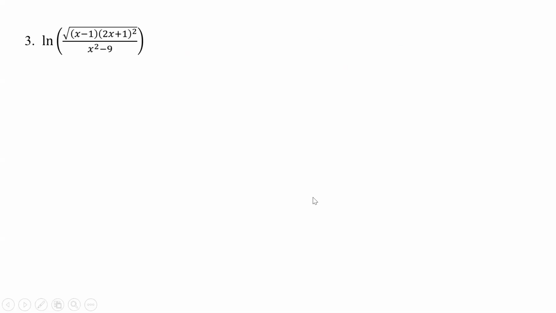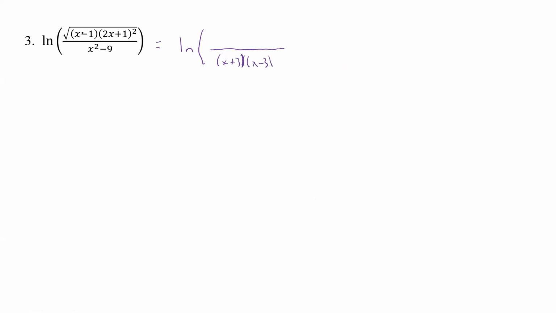All right, and so here's another one where we can do the same thing. In this one, we have to the 1/2 power because we have the square root. So we can simplify this into, now on the denominator, what we have is x squared minus 9. Well, that's a difference of squares. So that's just going to be x plus 3, x minus 3. So that part was pretty easy.